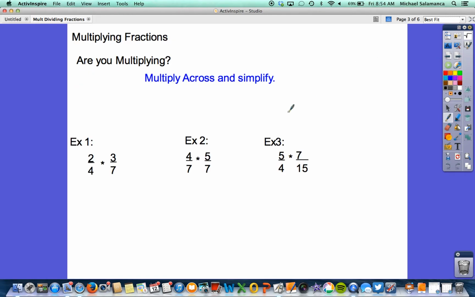So the first thing we're going to look at is multiplying fractions. And the big question is, are you multiplying? And if you are, all you need to do is multiply across and simplify.